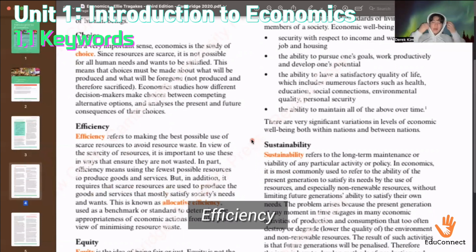So you guys know the word allocate. Allocate means to distribute accordingly. But it is very important to do that efficiently in economics.